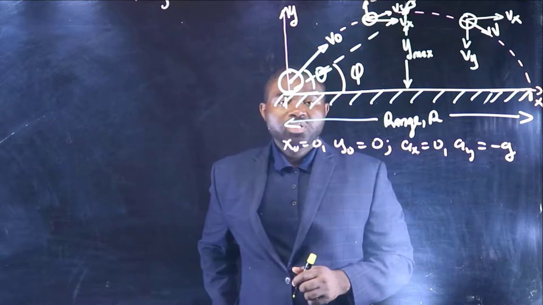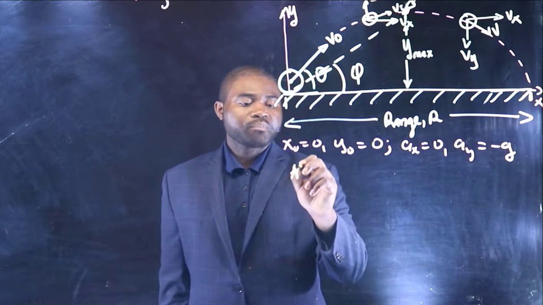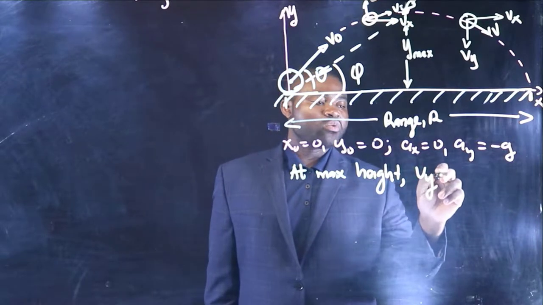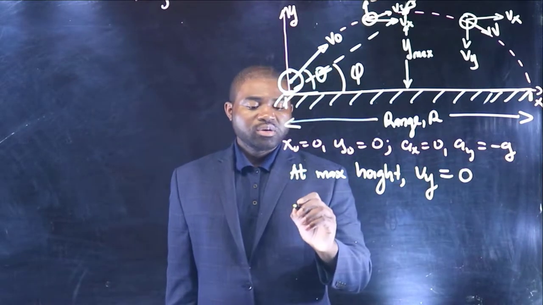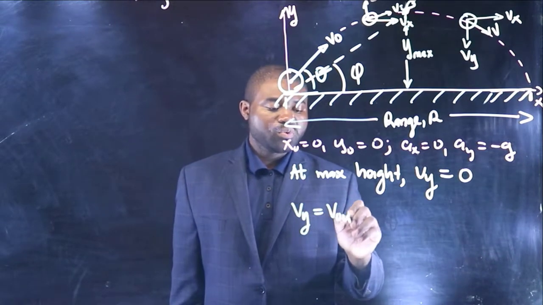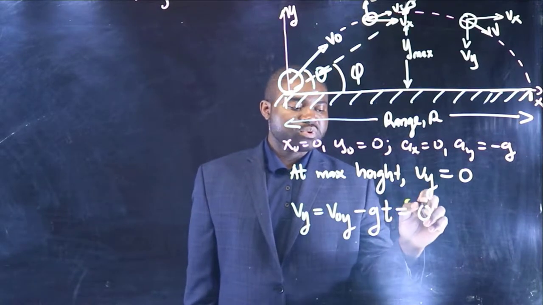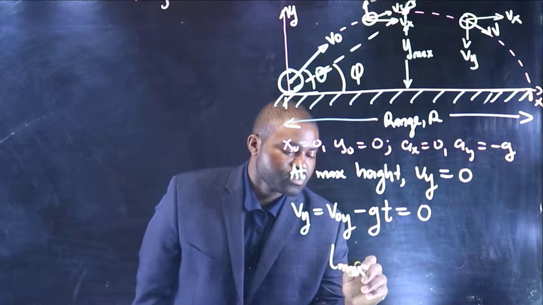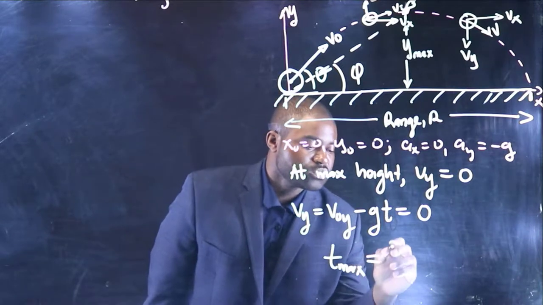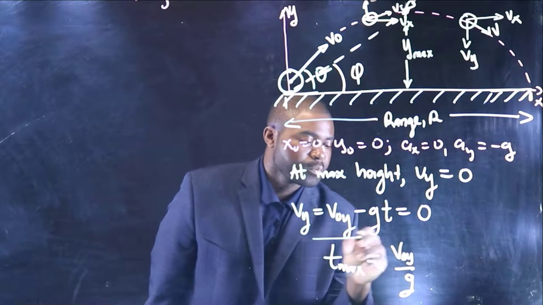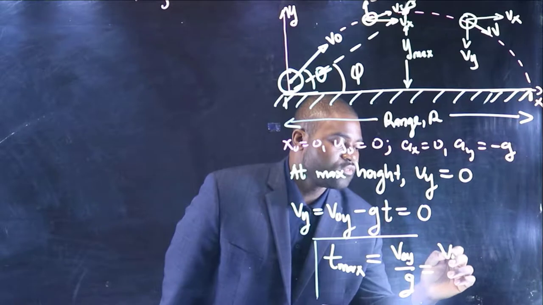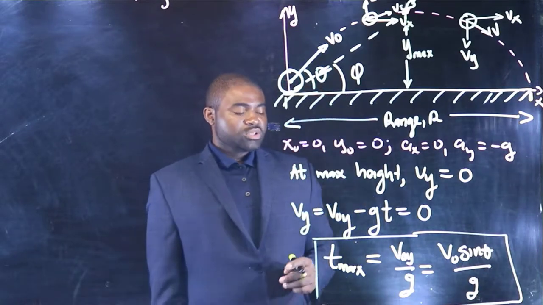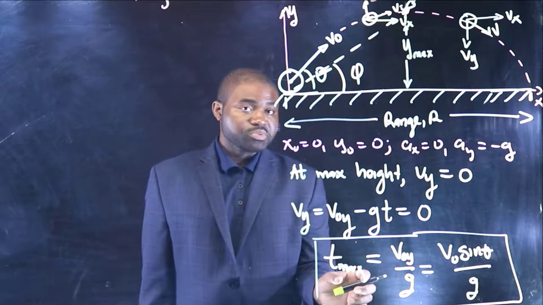What do we know? We know that at maximum height, the velocity in the y direction is zero. Vy is equal to Voy minus Gt, and all of this is equal to zero. So T max, which is the time to reach maximum height, is therefore equal to Voy divided by G, which is the same as Vo sine theta divided by G. So this right here is the time to reach maximum height.